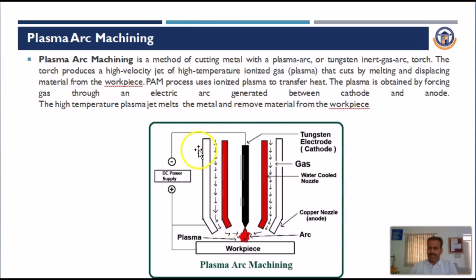You see, this is the entire structure of the plasma arc machining process. The outside black line acts as the anode.